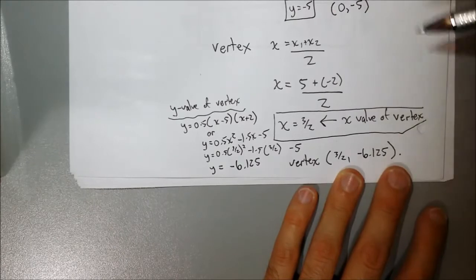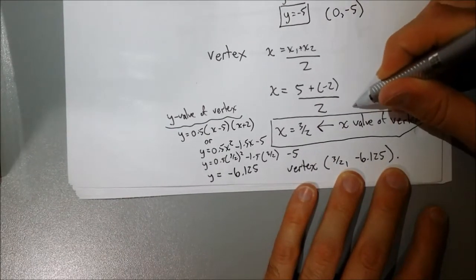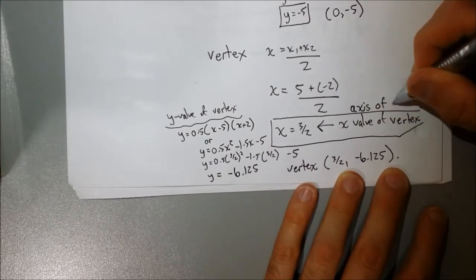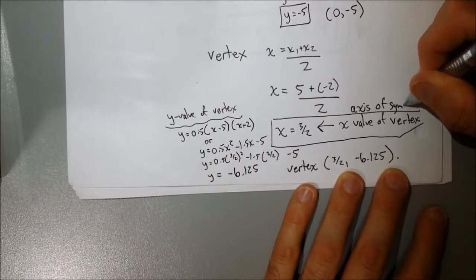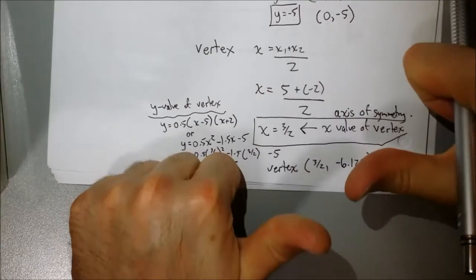That's done. As far as the axis of symmetry, well, we can label this as well. This is the axis of symmetry. So we got everything there. Ta-da! Boom. One down. Let's go ahead and do example number 2.